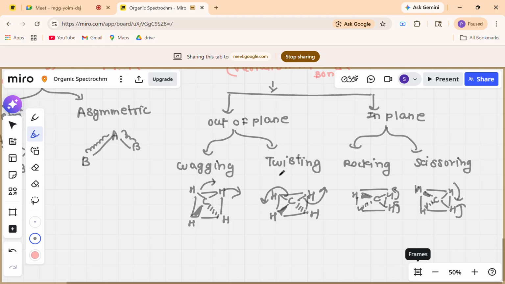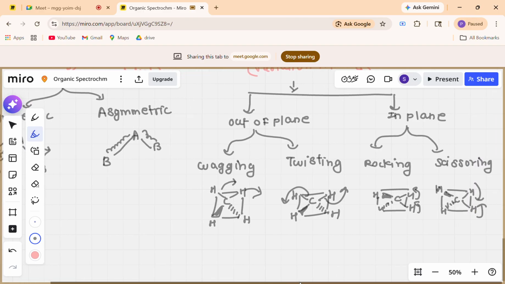In twisting, one is coming out and one is going in the plane, so that kind of motion is called twisting. In the case of rocking, all the motion happening because of the radiation is in the plane. If both the hydrogens are doing the motion in the same direction in plane, then it is called rocking. And scissoring means both hydrogens are approaching towards each other, or facing each other, and vibrating in that direction due to the radiation. That variation in the bond angle is called the scissoring bending mode.